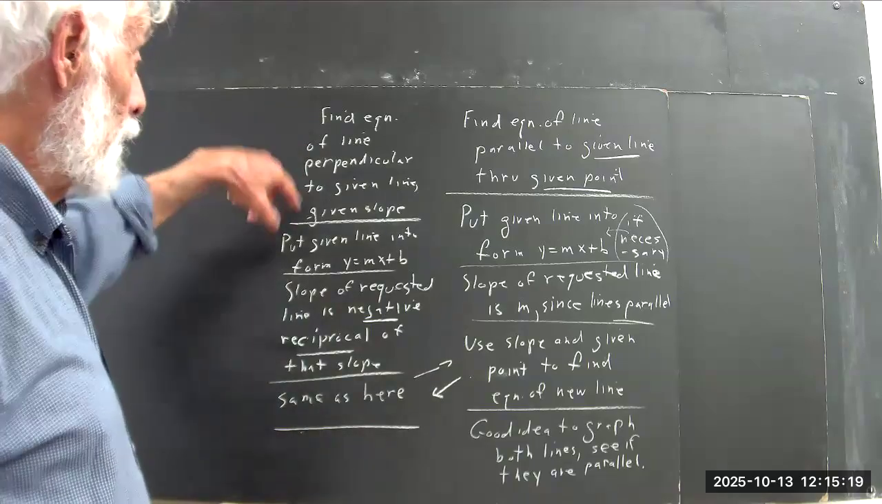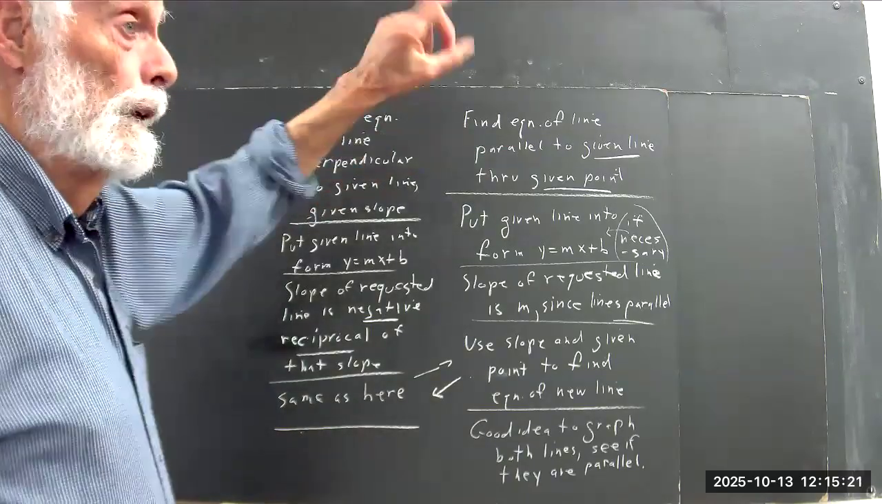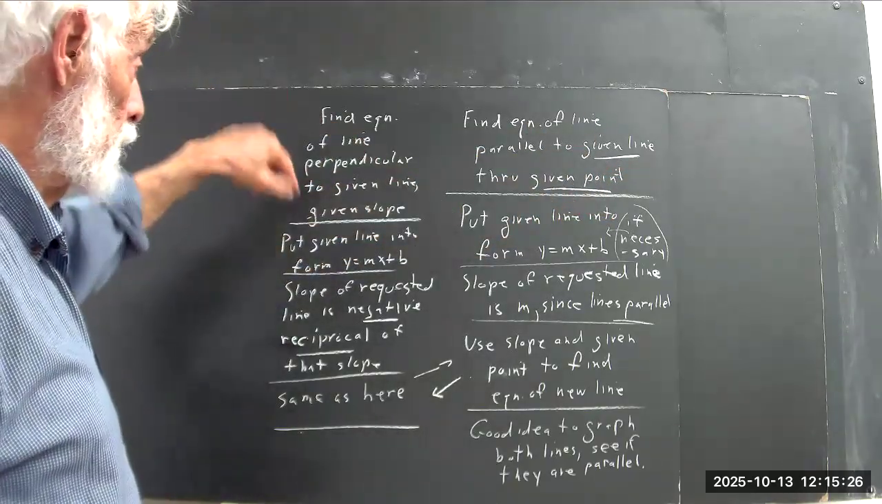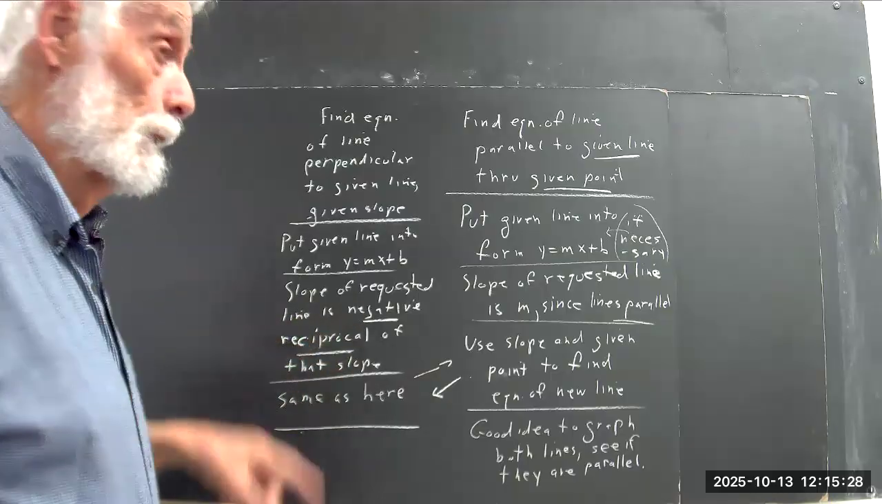The whole thing is, find the slope of whatever line you're given. If you're looking for the parallel line, it's going to have the same slope. If you're looking for the perpendicular line, it's going to have the negative reciprocal of that slope.